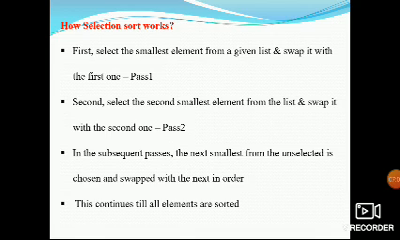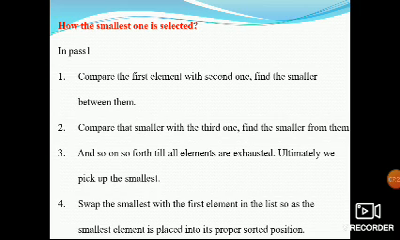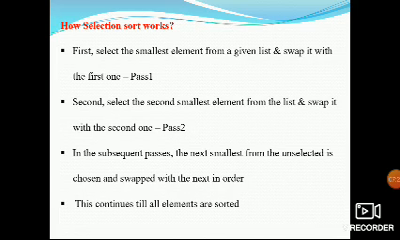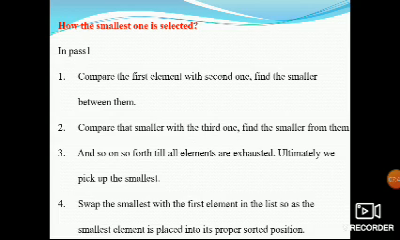In the subsequent passes, the next smallest from the unselected elements is chosen and swapped with the next in order. This continues till all the elements are sorted. How is the smallest one selected? In the first pass, we studied that we select the smallest element from the given list and swap it with the first one. This is pass one. So in pass one, let us see how the smallest one is selected.